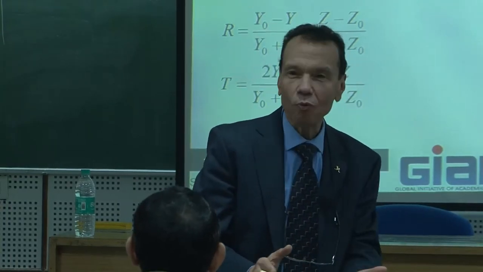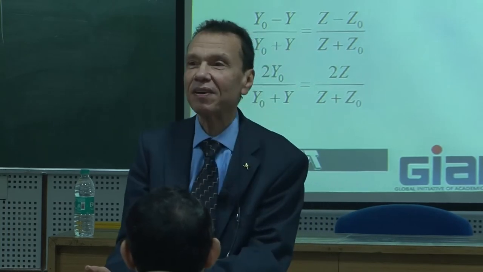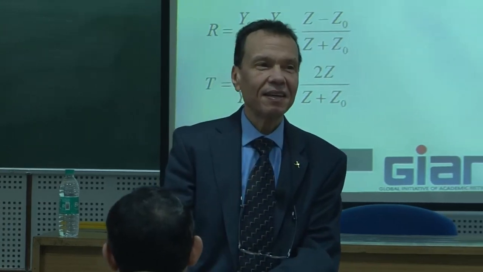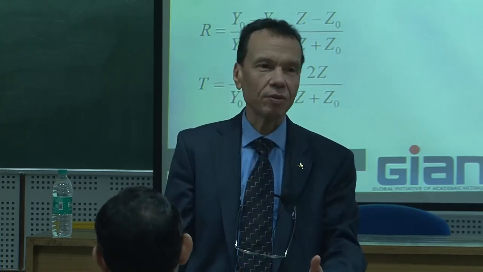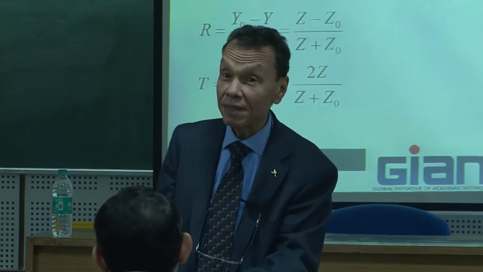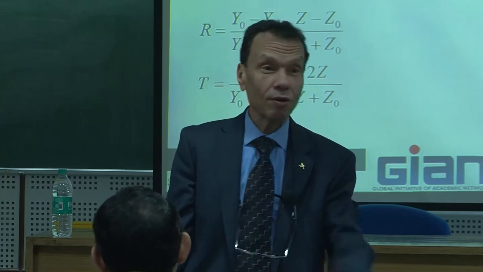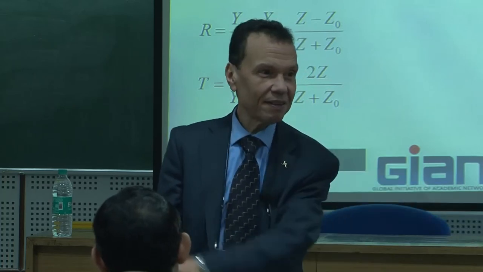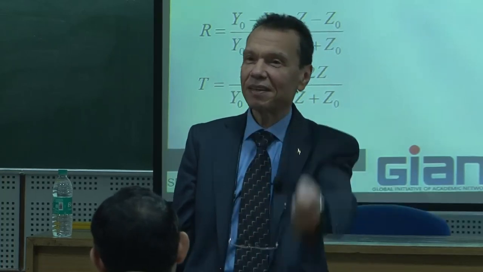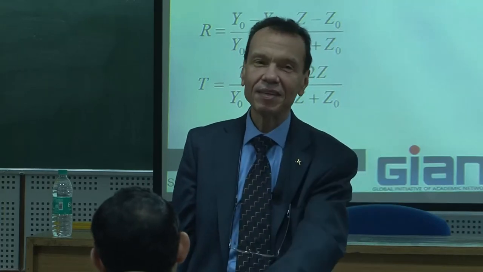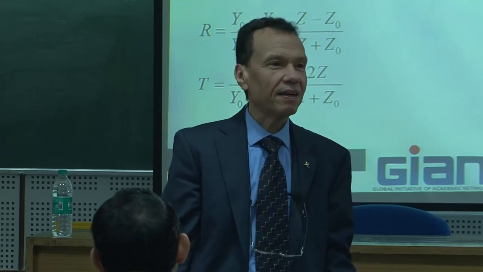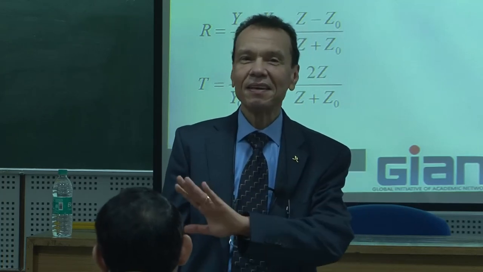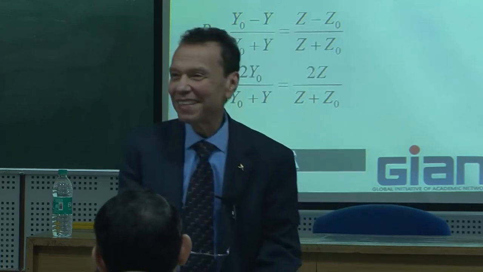The simplest way, if you are rich and you have a vector network analyzer, you are done, because a vector network analyzer will give it to you. If you are poor, you can have a slotted line, run the carriage, and measure where the maximum and the minimum are and how big they are, and you can find the reflection coefficient. Yes? Okay. Good.